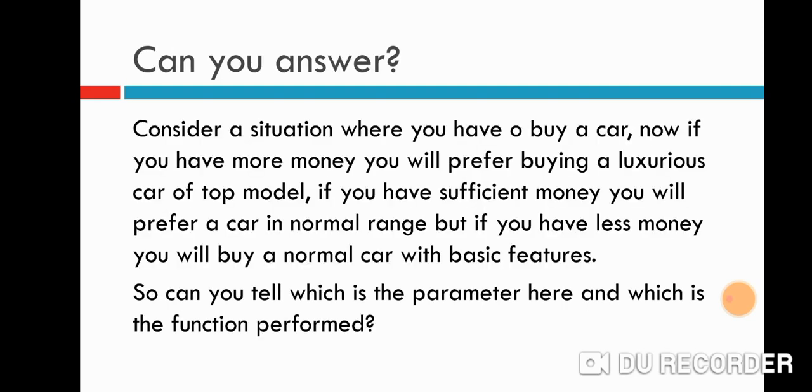Children, now it's time for you to answer something. Let's see if you can answer. Consider a situation where you have to buy a car. If you have more money, you will prefer buying a luxurious car of top model. If you have sufficient money, you will prefer a car in the normal range. If you have less money, you will buy a normal car with basic features. So, can you tell which is the parameter here and which is the function performed?